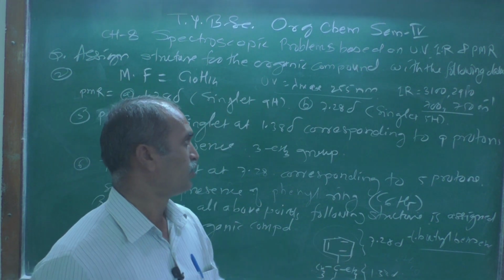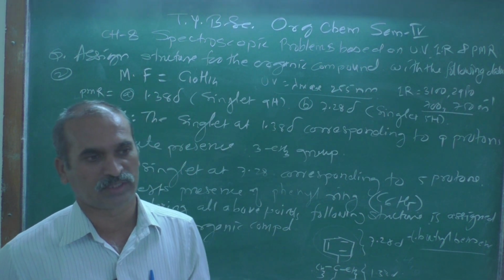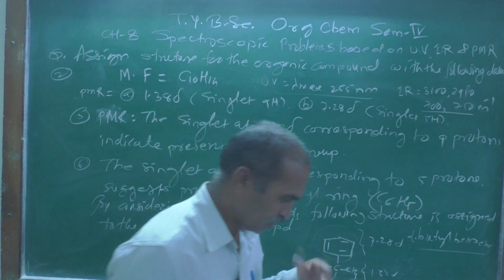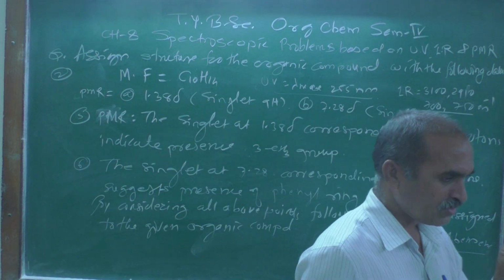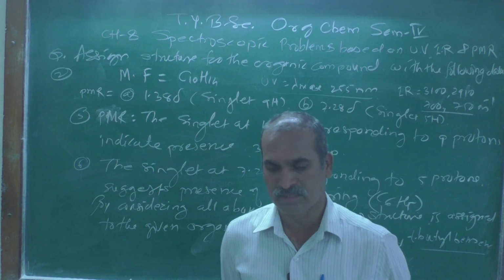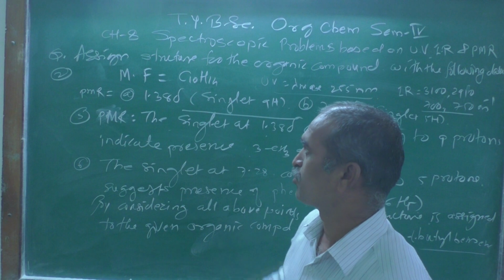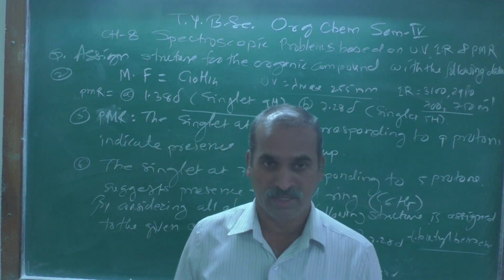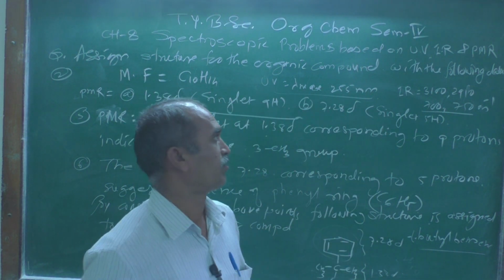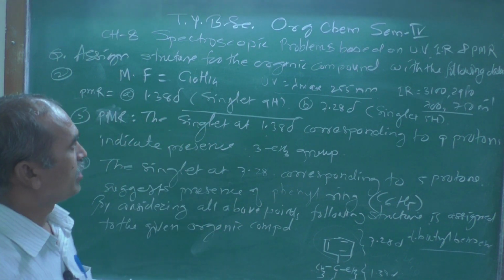So there are 2 sets of protons, 2 signals. From that we come to know that there are 2 sets of protons, therefore 2 PMR signals are observed in a PMR spectroscopy, and that theoretical information we already discussed during the theory part.